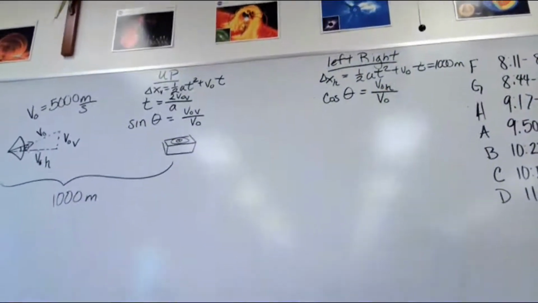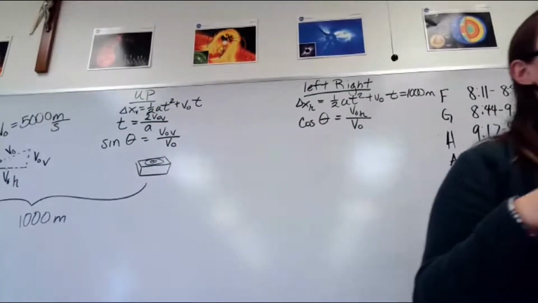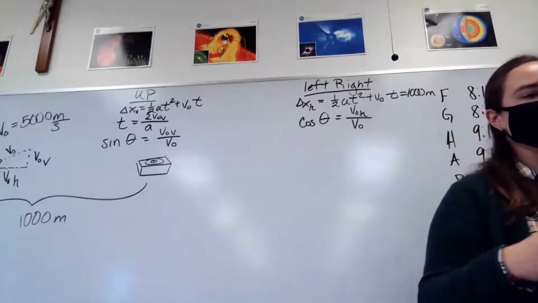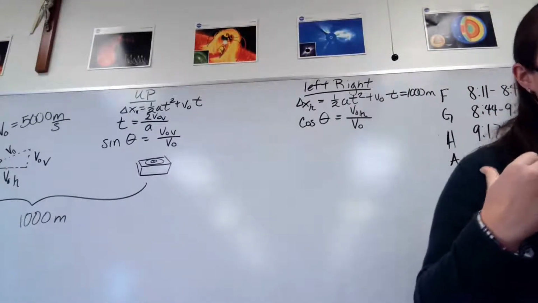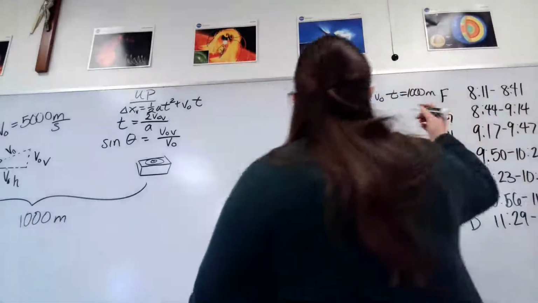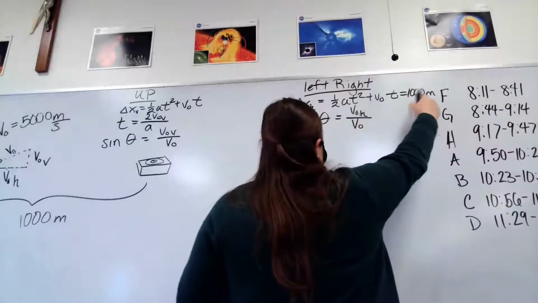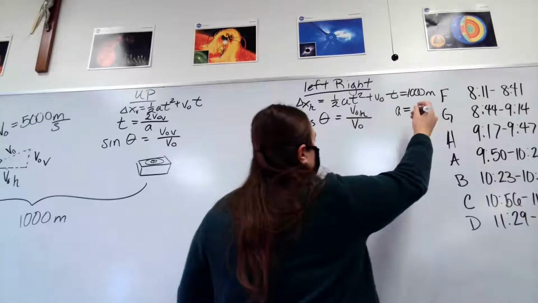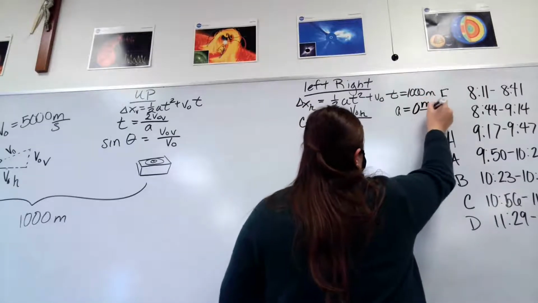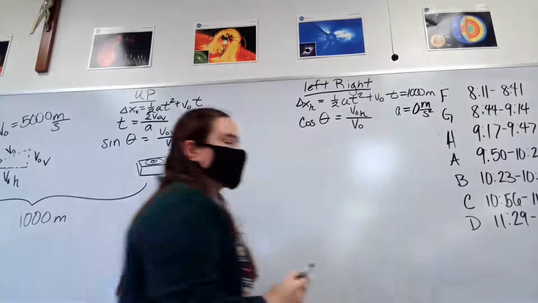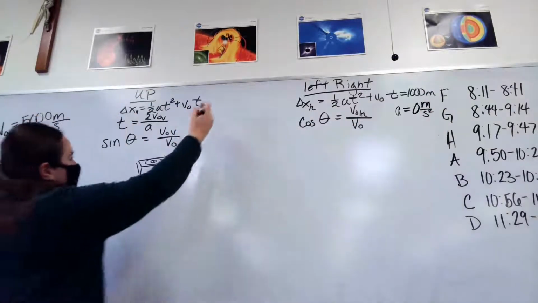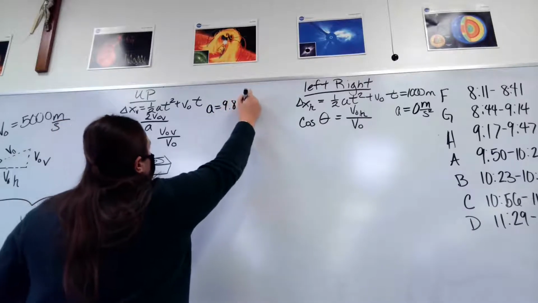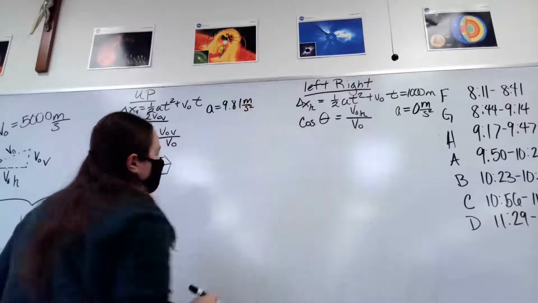Because that's an important fact. All right. So our horizontal acceleration is 0. It is a very important thing for this problem. So I'm going to write that up here. So our delta x is 1,000 meters. Our acceleration horizontally, or left to right, is 0 meters per second squared. Okay? Our vertical acceleration, or our up and down one, is 9.81 meters per second squared.